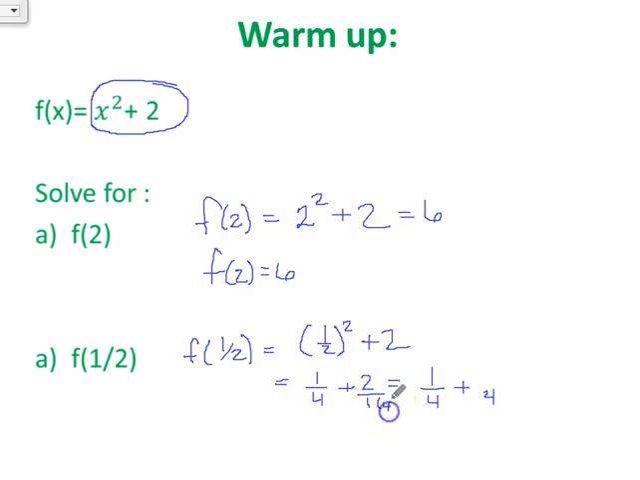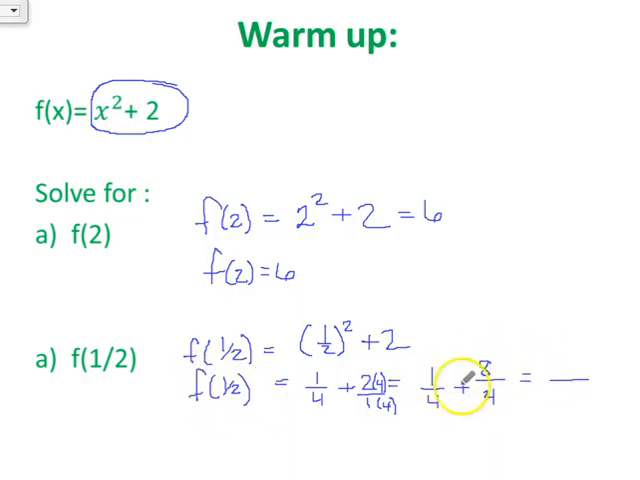So I had to multiply the denominator by 4, so I'm going to have to multiply the numerator by 4. So I get 2 times 4 is 8. 8/4 is the same thing as 2, but now I can add those two fractions together. And what do I get when I do that?